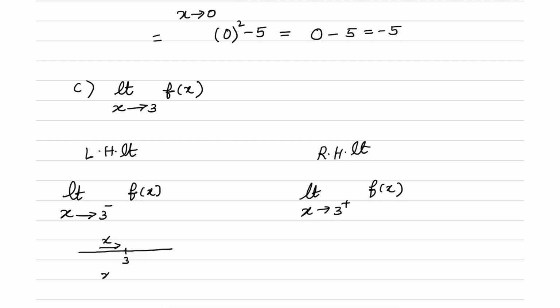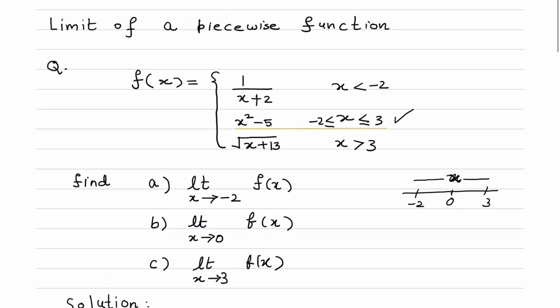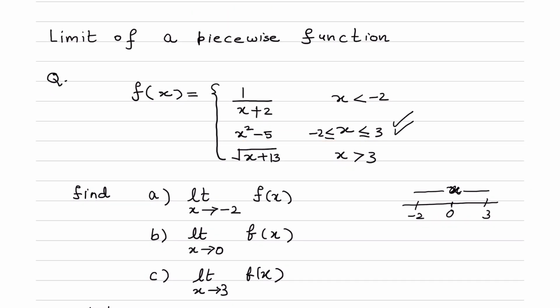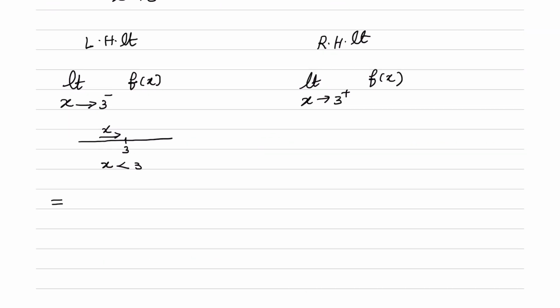So x is on the left of 3 means x is less than 3. When we look back at the function f of x, for x less than 3, the function is x square minus 5. So for the left hand limit, we will write limit x is approaching 3, and for less than 3, the function was x square minus 5. Let's solve this part first. When x is approaching 3, the function is x square minus 5. So we will directly plug in this number 3, which gives us 9 minus 5, which gives us 4. So we are done with the left hand side part.